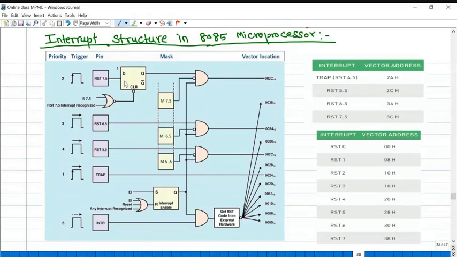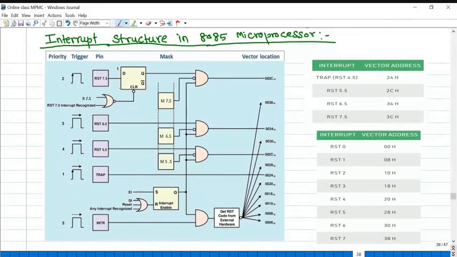The request is stored internally by the D flip flop until the microprocessor responds to the request. This interrupt request is saved in the D flip flop until the microprocessor responds to the request. Right?